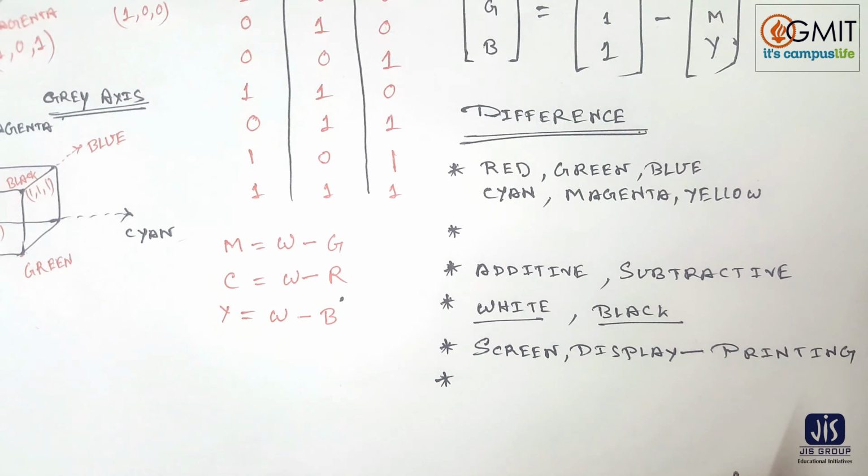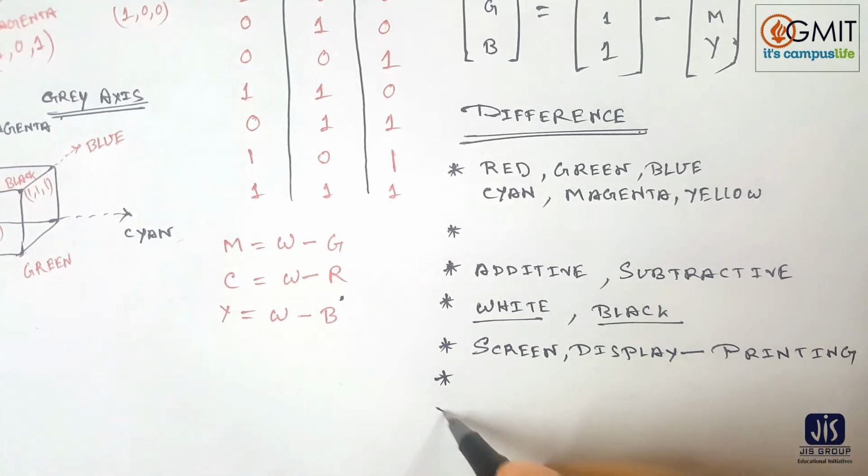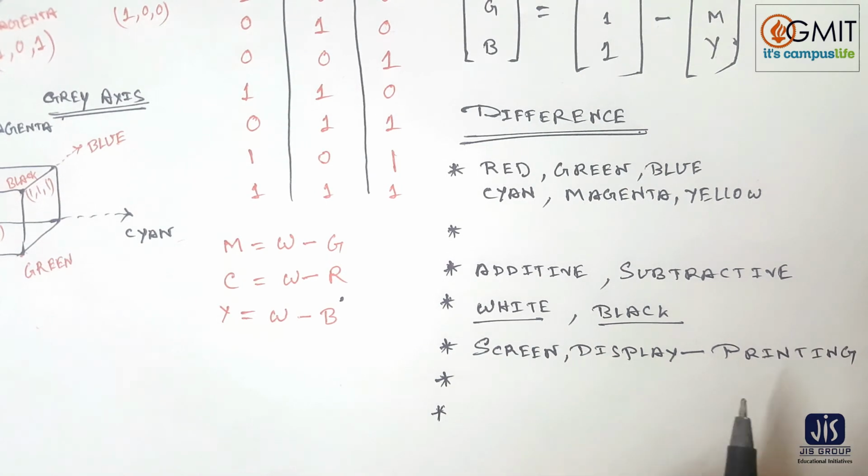And next, no additional color is used to remove light in case of RGB. No additional color is used, but in case of CMYK, additional black color, that is our key color, is used to remove any light.